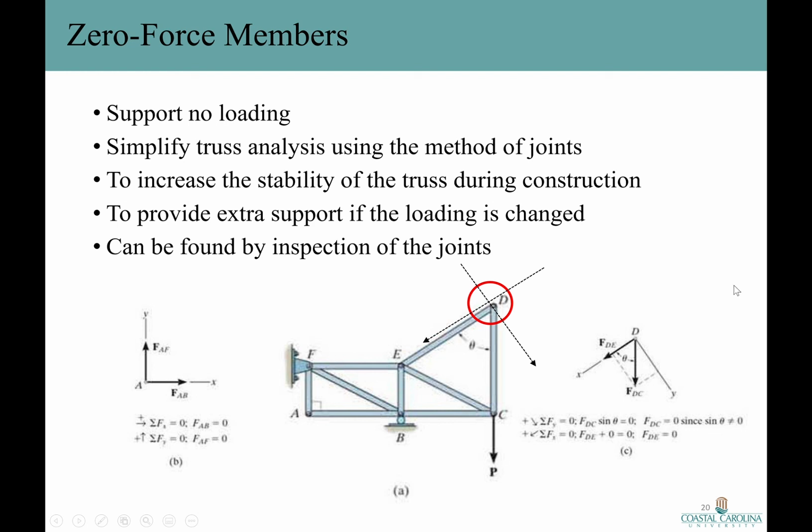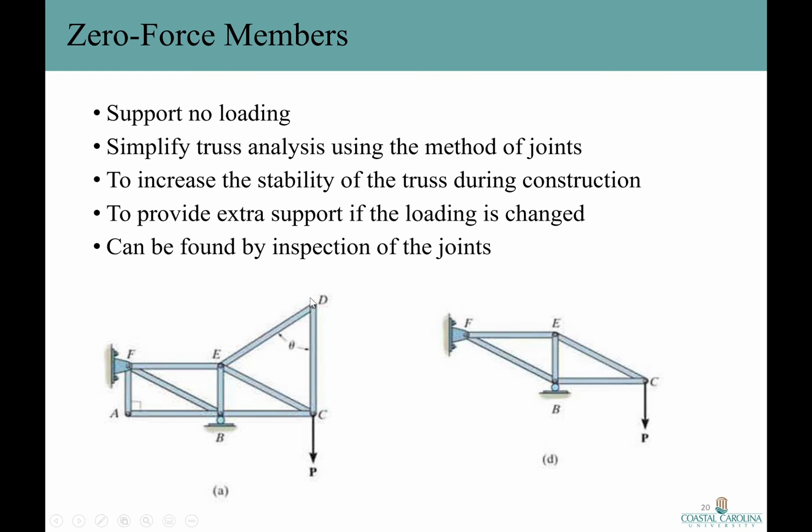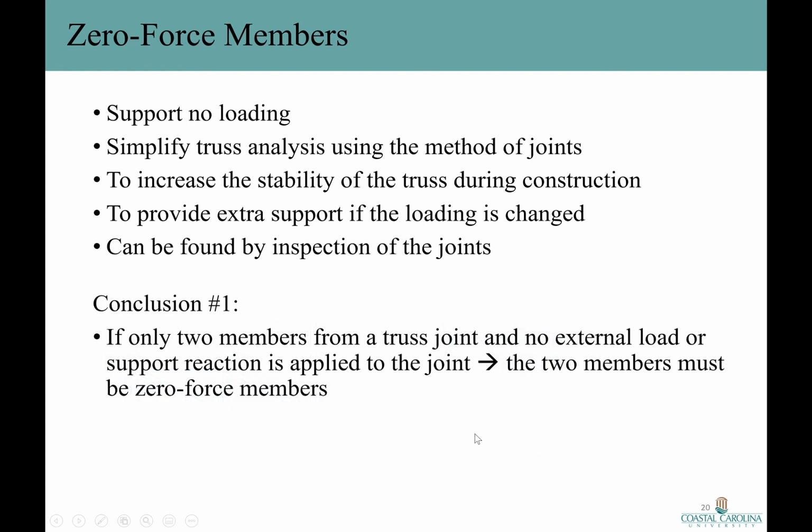And if we consider the equilibrium equation in X direction, what do we have there? We have F sub DE and the X component of F sub DC, which is 0, so its X component should be 0. So F sub DE should be 0 to be able to satisfy the equilibrium equation in X direction. So we're able to simplify our calculations because we eliminate the zero force members for our calculation, and we simplified the truss. All right, so we can come to this conclusion that based on our observation, if only two members of a truss joint and no external load or support reaction is applied to a joint, the two members must be zero force members.